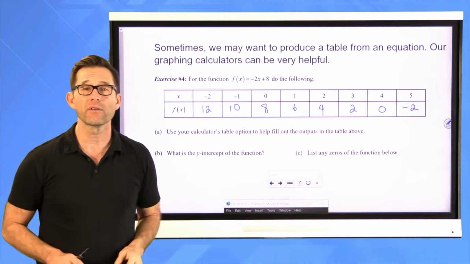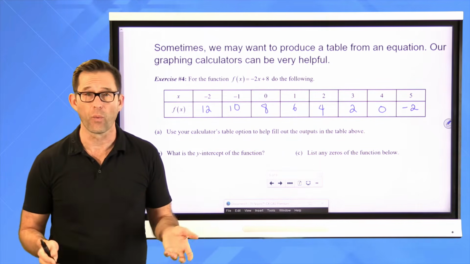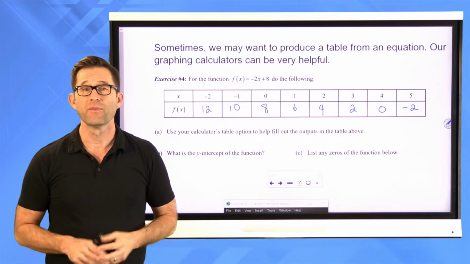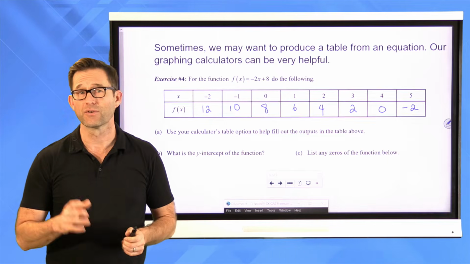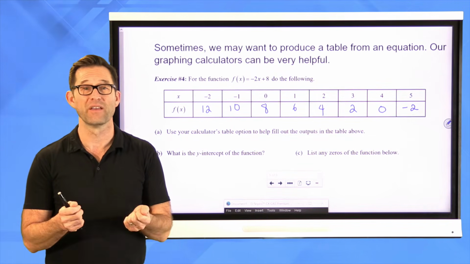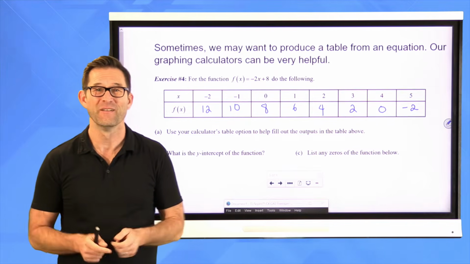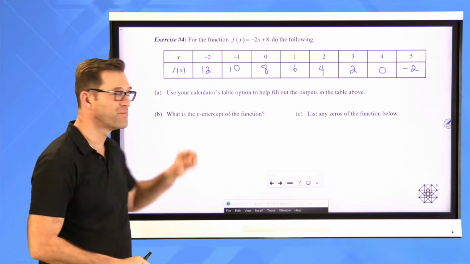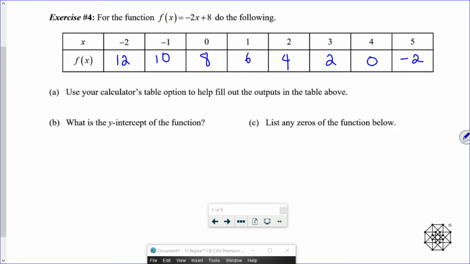Again, your calculator might produce tables in different ways than the TI Inspire, all right? That might be something that you have to spend a little bit of time on or talk to your teacher about, or even look at that great user's manual that comes with your graphing calculator. All right, but now let's answer some questions now that we've got our table laid out. Let's take a look at letter B. What is the y-intercept of the function?